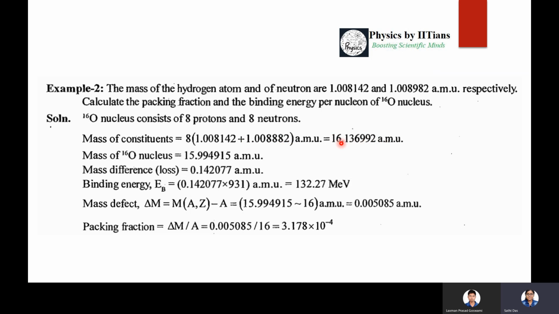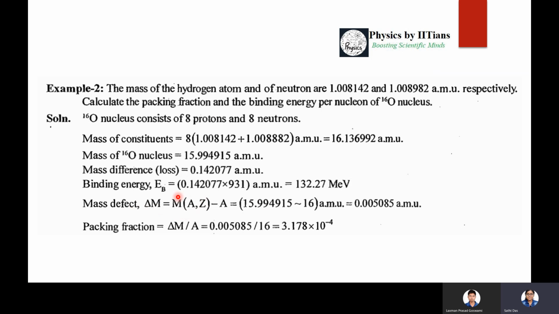You will get it as 16.136992 AMU. Now the mass of oxygen 16 has been given as 15.994915 AMU. So the mass difference or mass loss is the difference between the constituents and the mass of the oxygen nucleus. You will get it as 0.142077 AMU. So the binding energy EB in terms of mega electron volt will be 0.142077 into 931 mega electron volt, that will become 132.27 mega electron volt. What will be the mass defect?